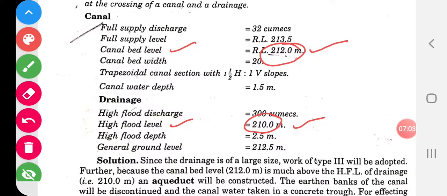So this one is clearly indicating that it is an aqueduct, and not a siphon aqueduct. If it were a siphon aqueduct, the high flood level would have been more than 212. So in this condition, what you see is 212 and 210. Compare, this clearly makes us understand that it is an aqueduct. So by this data, one thing is clear, that we have to design an aqueduct.